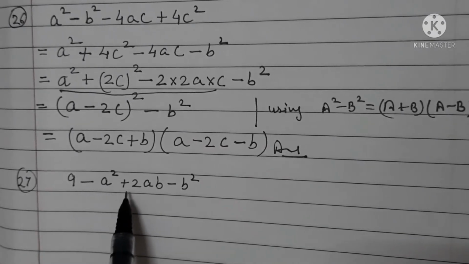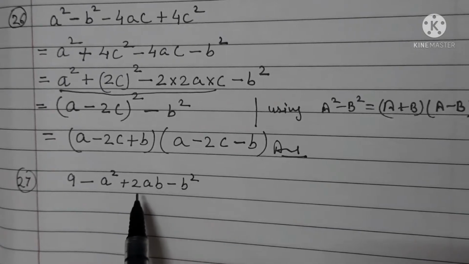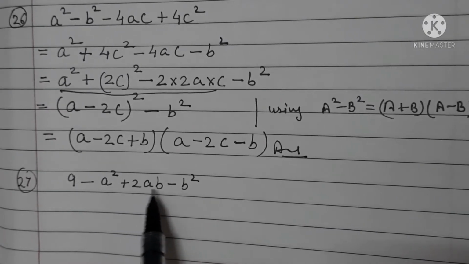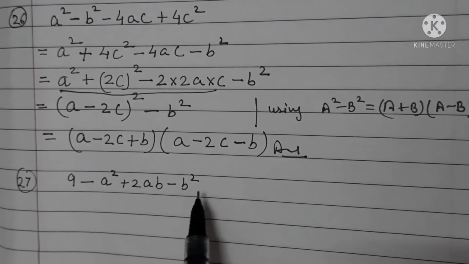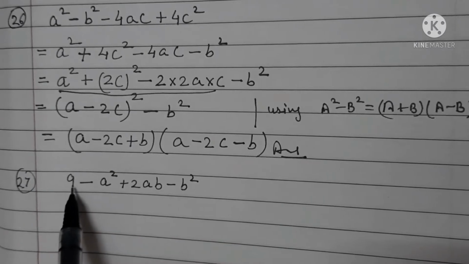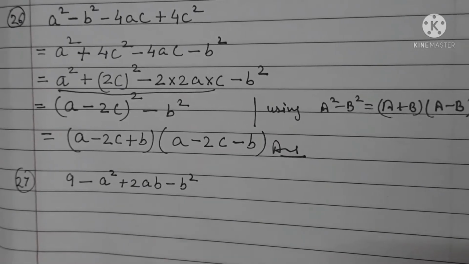Next: 9 minus a square plus 2ab minus b square. Here there is no constant term except 9. This is of the form 2ab. It means a whole square can be formed by using these three terms. So use it, and 9 you can write as 3 square. So it becomes a square minus b square. Try it like this.